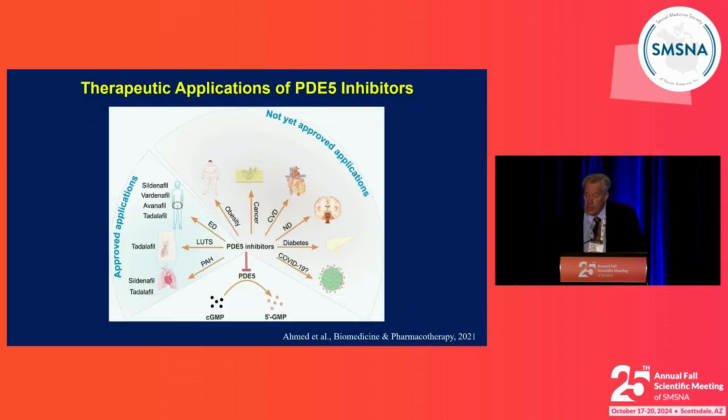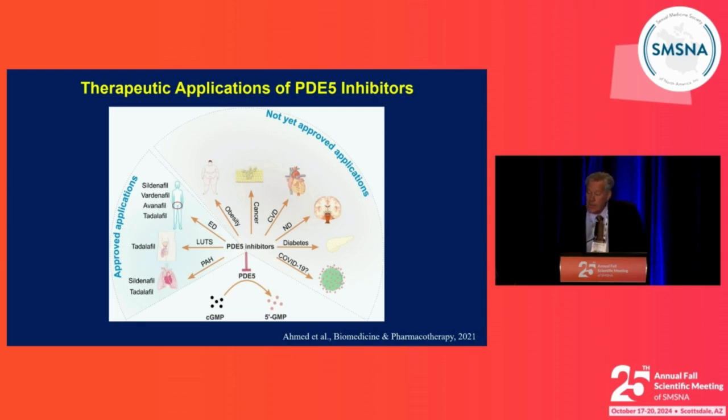So the second part of my talk is basically touching, because we don't have a lot of time, on other areas that are important. You can see on the left, approved applications. We talked about ED, but also LUTS, PAH, obesity. Then if you look on the right, there are ones not yet approved, including cancer, cardiovascular disease, neural disease, and COVID-19.